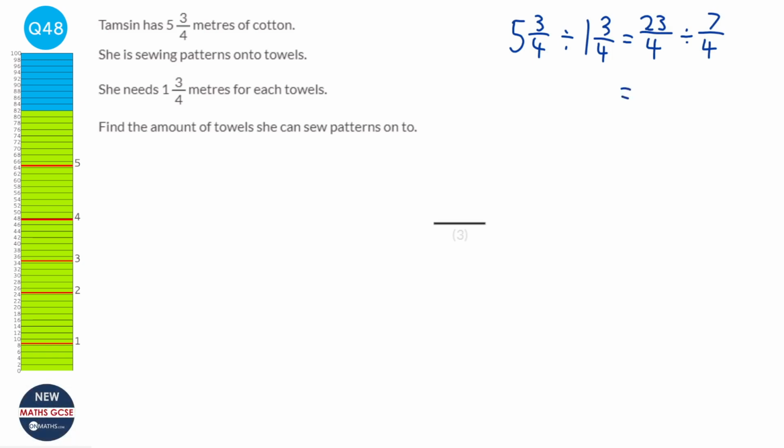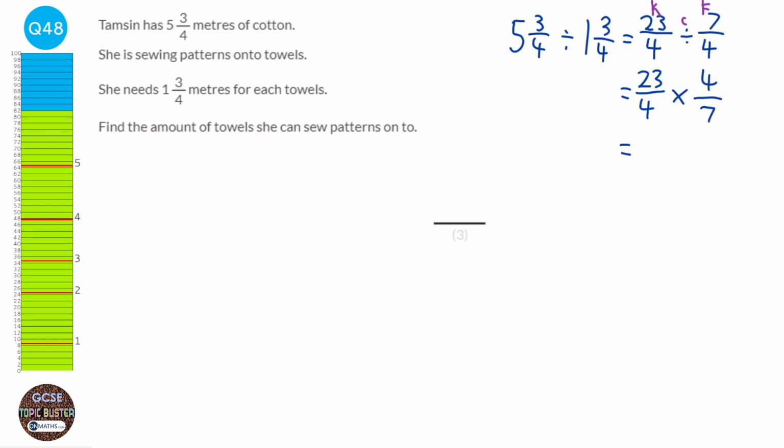Now a little trick here is KFC. We keep the first fraction, we flip the second fraction, and we change the divide sign to a time sign. So we're going to keep this first fraction as it is, change that divide to a times, and flip the second fraction.